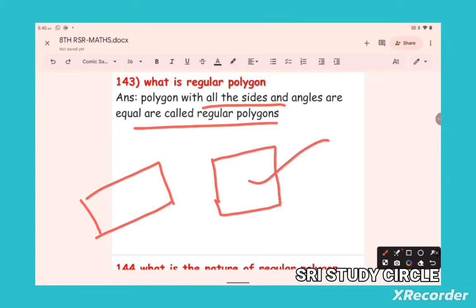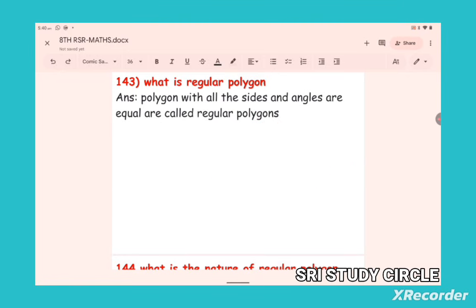Here this is a regular polygon, this is not a regular polygon. What about this one? This is not a regular polygon because suppose the length is equal, but here these two are not equal. Regular polygon means the lengths of all sides are equal and angles are equal. A polygon which contains all sides equal and all angles equal is known as a regular polygon.